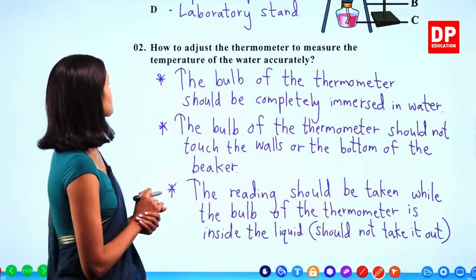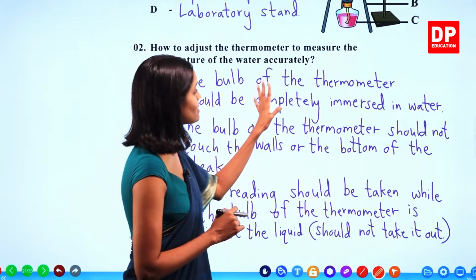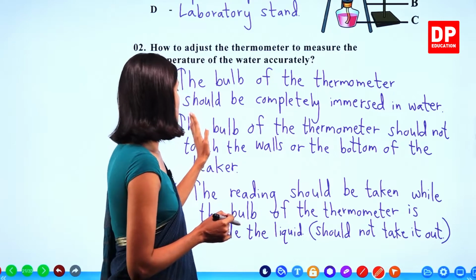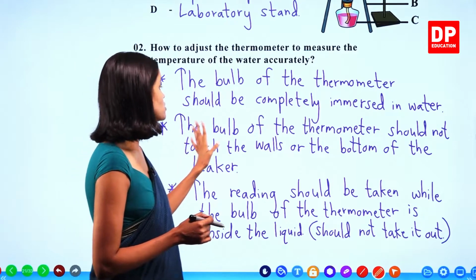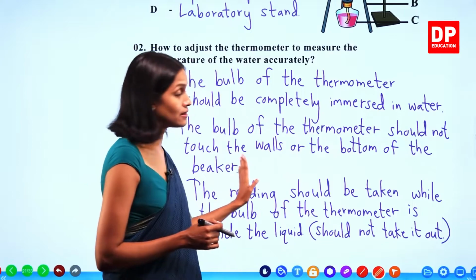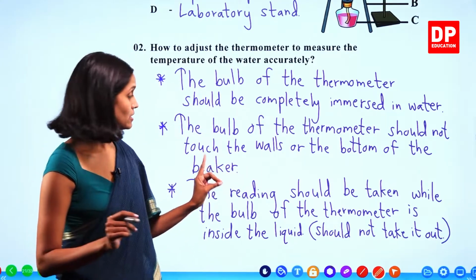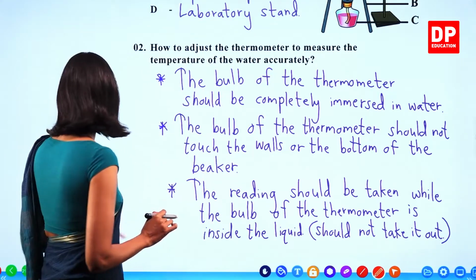Okay? The bulb of the thermometer should be completely immersed in water. The bulb of the thermometer should not touch the walls or the bottom of the beaker, right? The reading should be taken while the bulb of the thermometer is inside the liquid. Then only we can measure the temperature of the liquid, right? So it should not take it out, right? We'll move on to the next.